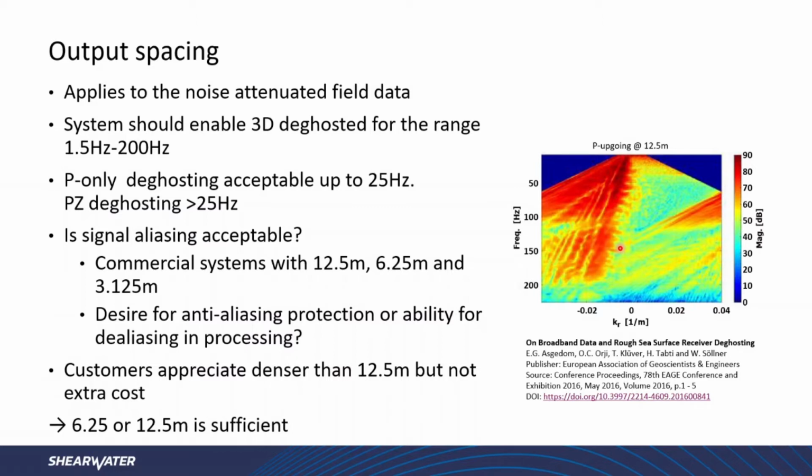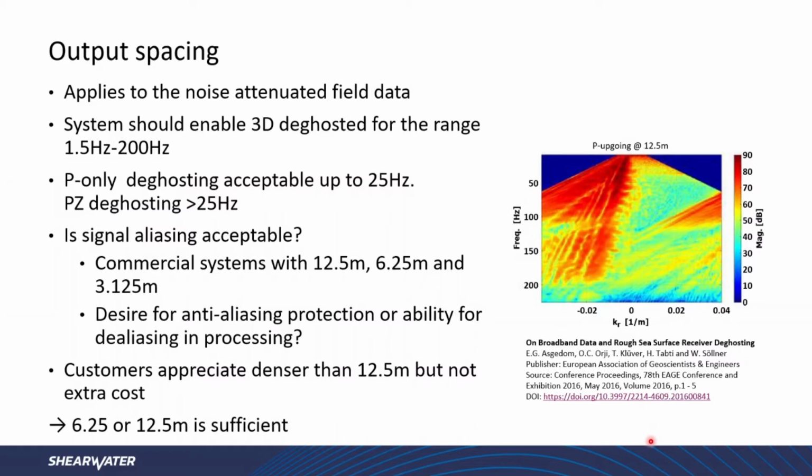So the remaining question then is, is there a desire for anti-aliasing protection, or do we prefer the ability to de-alias in processing? In other words, should this energy here be removed, or is this energy desired to be left in even though it is aliased? When we are talking to customers, they do appreciate this energy, so they actually want to keep it in, whether it's being aliased or not.